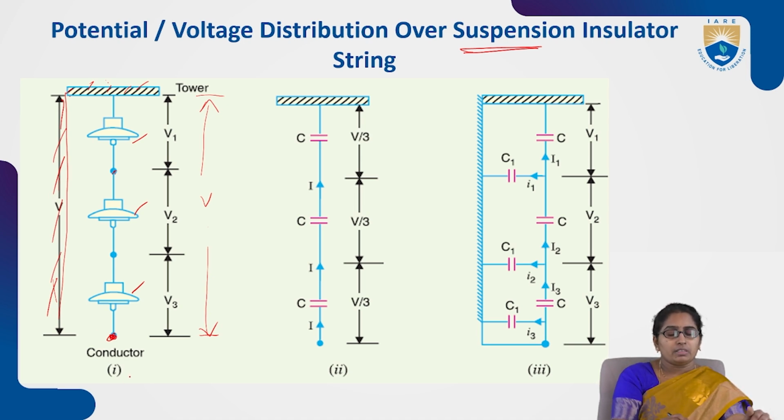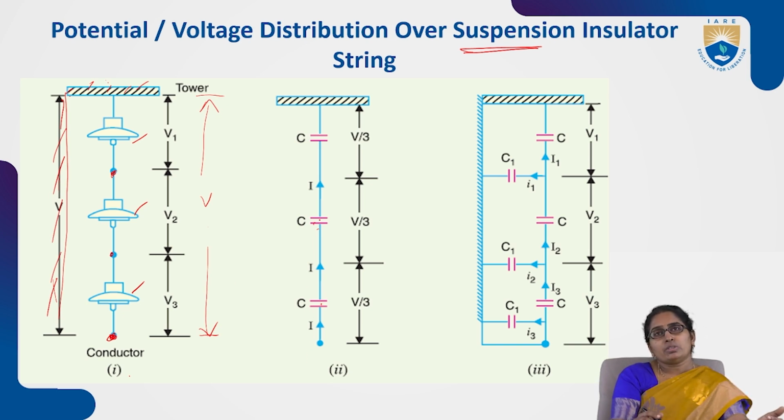The first figure is redrawn as figure 2, because we know that a porcelain disc is an insulator, a dielectric material, so it is represented as a capacitor. On both sides there is a metal link, so between two metallic plates there is a porcelain disc, that means a dielectric. Each porcelain disc is represented with a capacitor: one capacitor, another capacitor, and a third capacitor.